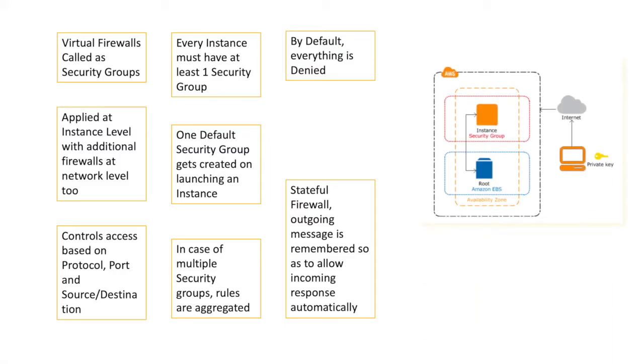Now this is just the diagram I have taken from AWS documentation. You can refer to the AWS documentation for this diagram, and it just states that the security group is at an instance level.